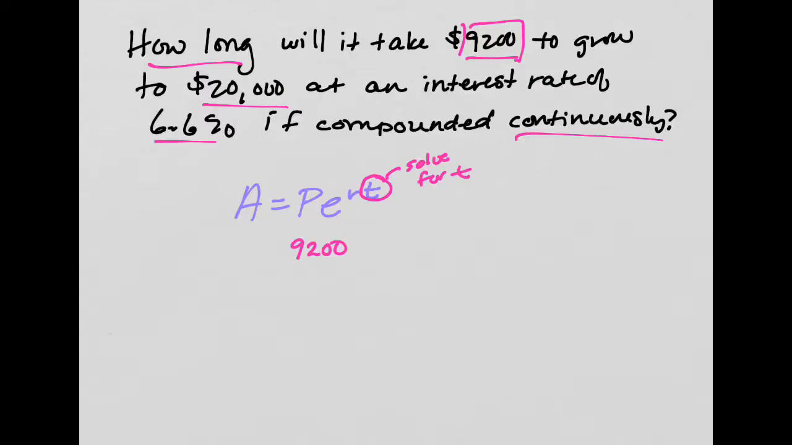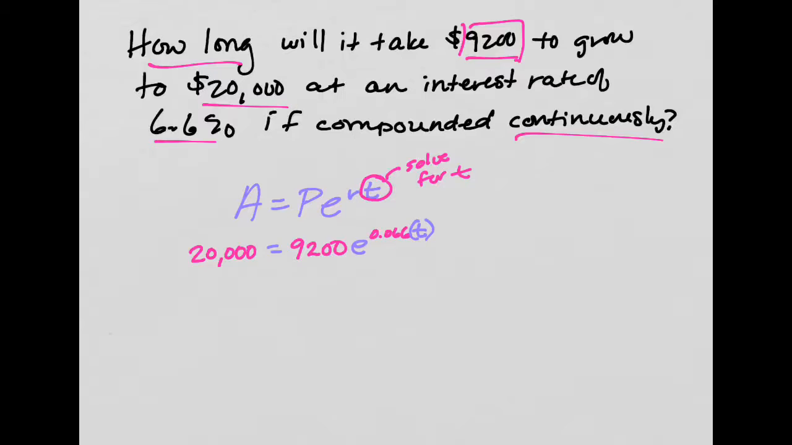And our new value is going to be 20,000. Because we're looking for how long it takes 9,200 to grow to 20,000. And then we still have our e. We have our interest rate of 6.6%, which we'll use as a decimal, 0.066. And we're solving for the variable t. This is our unknown here.